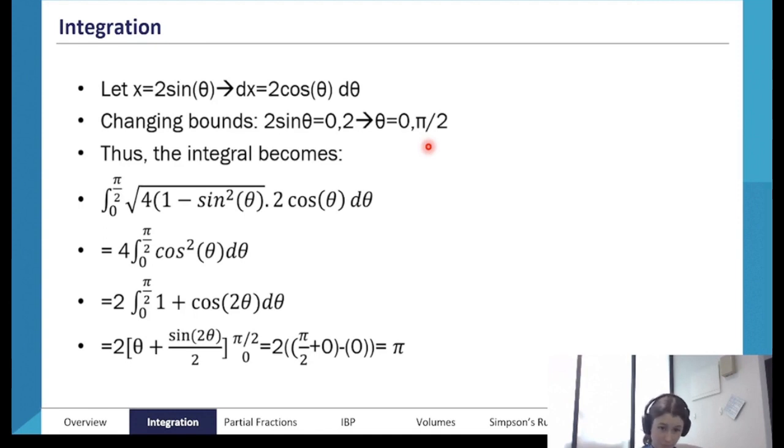So, again, when we have a definite integral and we're using substitution, we need to change the bounds by letting our substitution equal to the bounds.